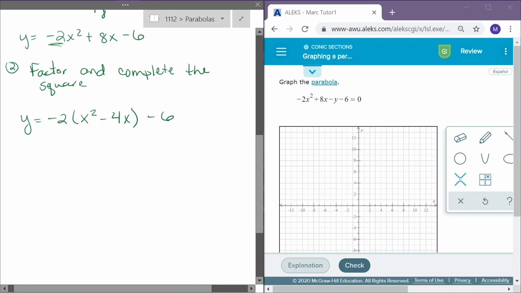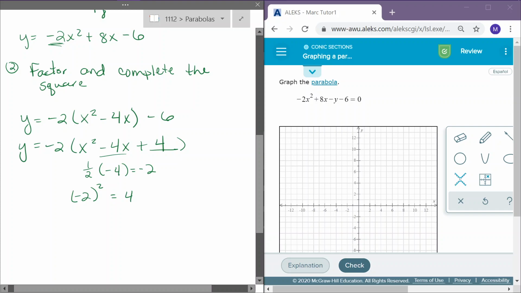Next, we want to complete the square. So we have y equals negative 2 times x squared minus 4x, and then we're going to have plus some number. The way we find this number is we want to take 1/2 of our b term, so negative 4, which gives us negative 2, and then we're going to square that. So negative 2 squared gives us 4.